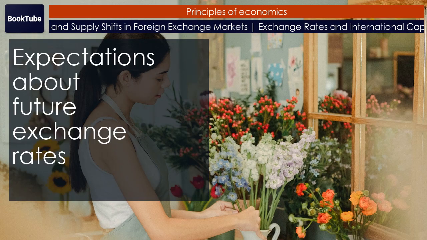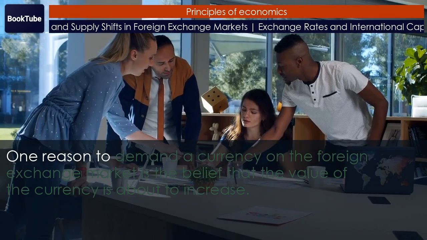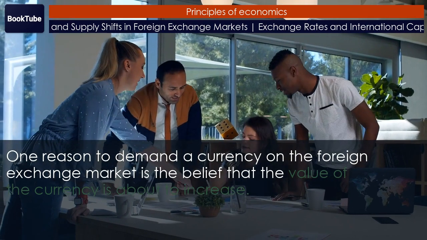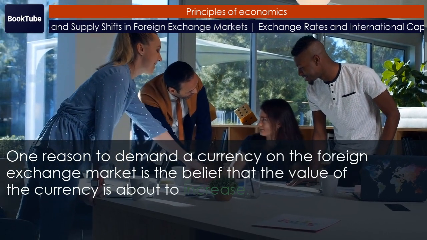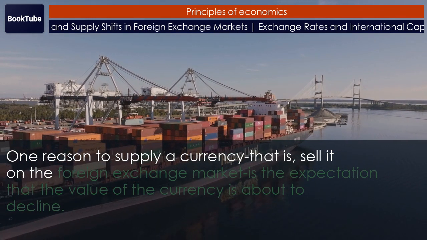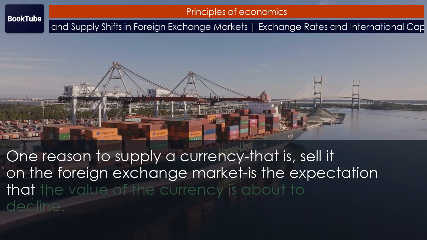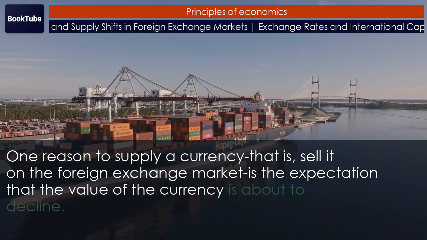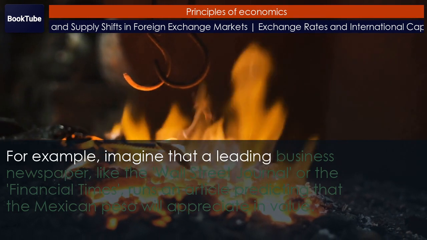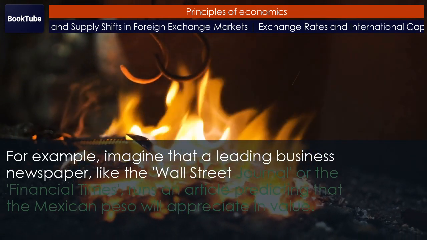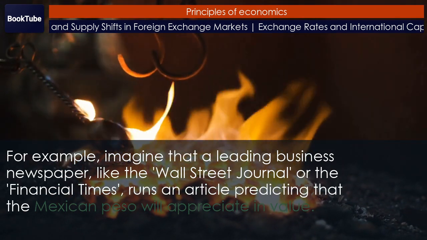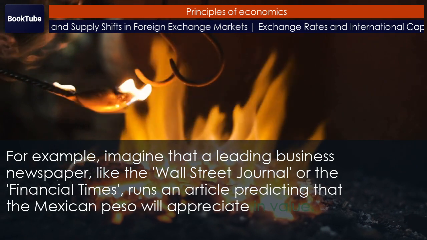Expectations about future exchange rates. One reason to demand a currency on the foreign exchange market is the belief that the value of the currency is about to increase. One reason to supply a currency, that is, sell it on the foreign exchange market, is the expectation that the value of the currency is about to decline. For example, imagine that a leading business newspaper, like the Wall Street Journal or the Financial Times, runs an article predicting that the Mexican peso will appreciate in value.